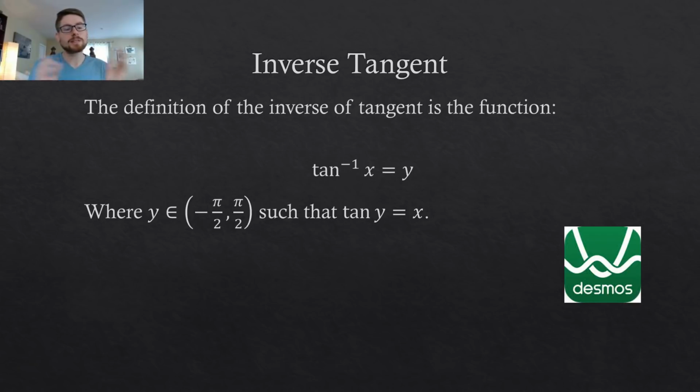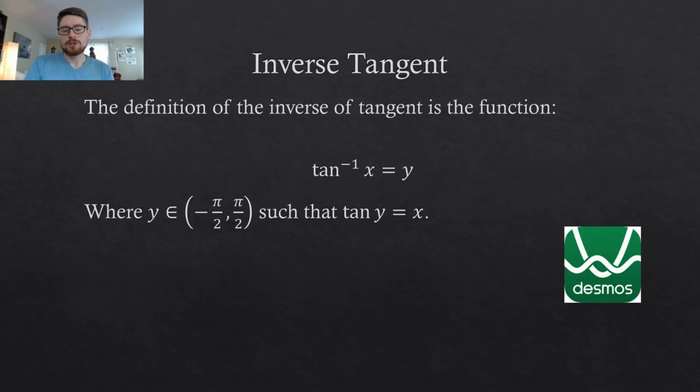Remember that you can always get the graph of an inverse by reflecting the graph of your function across the line y equals x. So if you reflect it across the line y equals x, you get the graph of the inverse function. But we're not going to do that in this lesson. We'll do that in the next lesson.